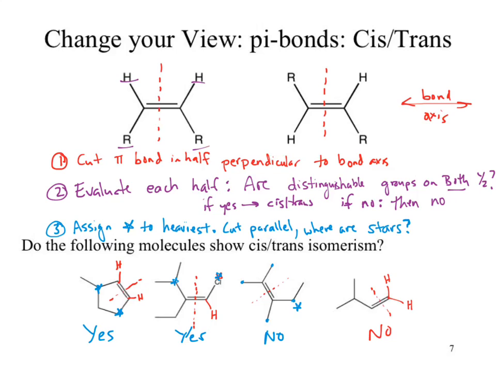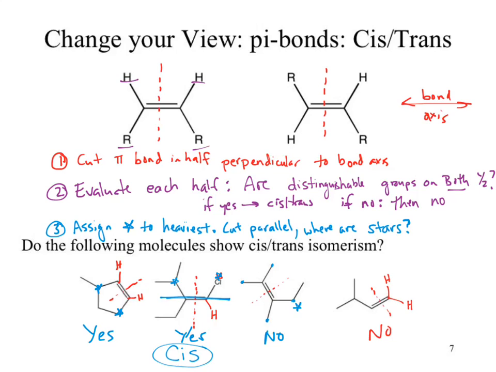Now we can cut parallel to the bond axis. Where are those stars located? They're on the same side of that line. If they're on the same side, they are referred to as cis. Okay. What if they'd been on opposite sides? Trans. So cis just means same side. You get lots of S's and sounds. Okay, so I didn't mean it like sounds, but it kind of came out that way. Cis means everything's on the same side. What is trans going to mean?